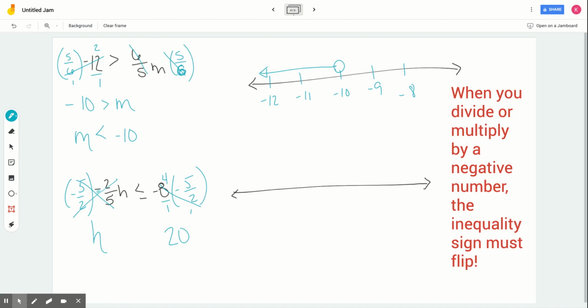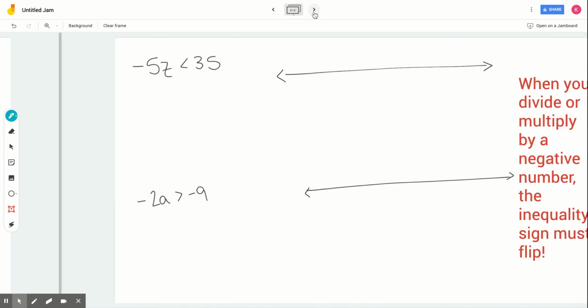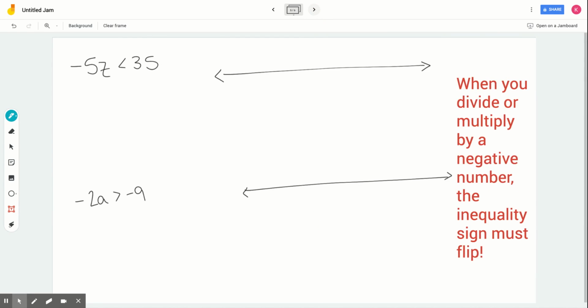Now remember, since we multiplied by a negative number, we must flip the inequality. So h is greater than or equal to 20. So again, you're going to plot this on your number line. Since it could be equal to 20, we're going to use that closed circle. And since it is greater than, we are shading to the right. Go ahead and try these last two on your own.